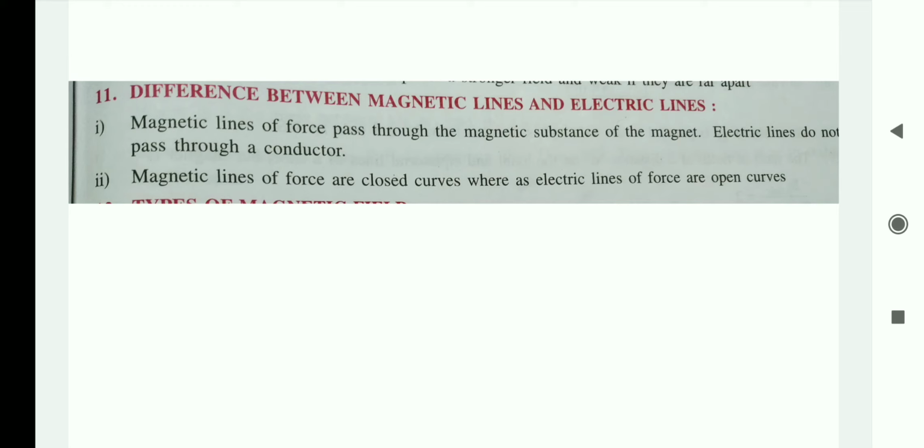And magnetic lines of force pass through the substance, but electric lines of force do not pass through a conductor. In electrostatics, we have this concept: if you take a copper sphere, electric lines do not pass through the copper, a good conductor. But if you take a bar magnet, magnetic lines easily pass through the iron. So that is the main difference. Magnetic field can pass through conductors, but electric field is not able to. And the other point: magnetic field lines are closed loops, and electric lines are not closed loops. They have starting and ending points.